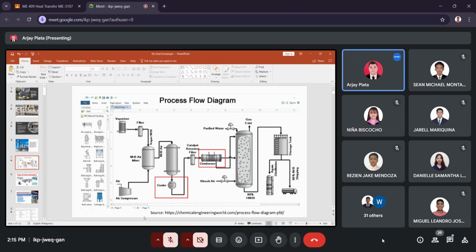In your technical report, you will be required to include the process flow diagram, wherein you will provide some information on where the heat exchangers are being used. I will provide instructions later on how you will proceed with your technical report. It is done in groupings.